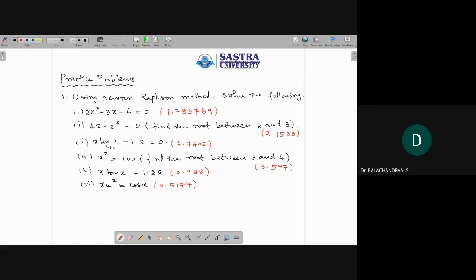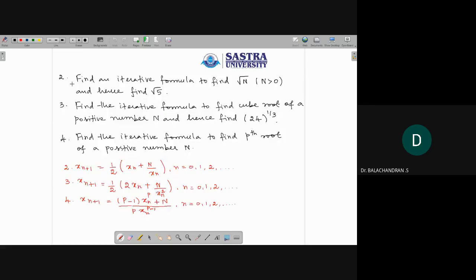Now, this is a problem related to the reciprocal of n, that is 1/n, and we find the value of 1/19. Similarly, find the iterative formula to find the root n. Let us take x is equal to root n. So f of x is equal to the difference between these two, that is x minus root n.